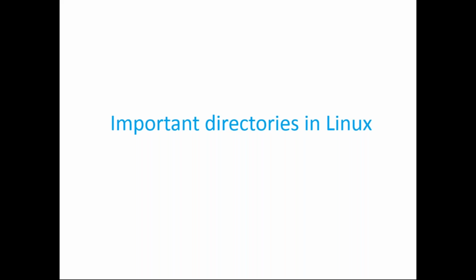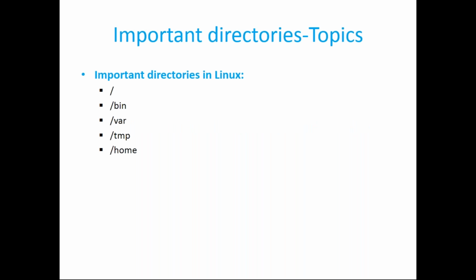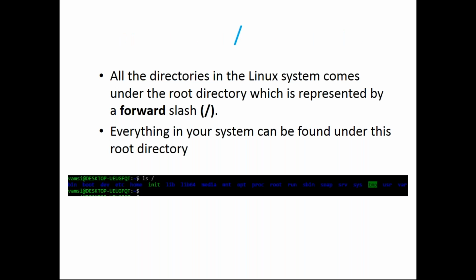Okay, so let's take up our first subtopic for today, which is important directories in Linux. These are the subtopics in our topic. We will take each directory one by one and see. Our first one will be the root directory. This is the parent of all the directories that are available in your system, which is represented by the symbol /. Everything will come under this directory. See, this is how it will be.